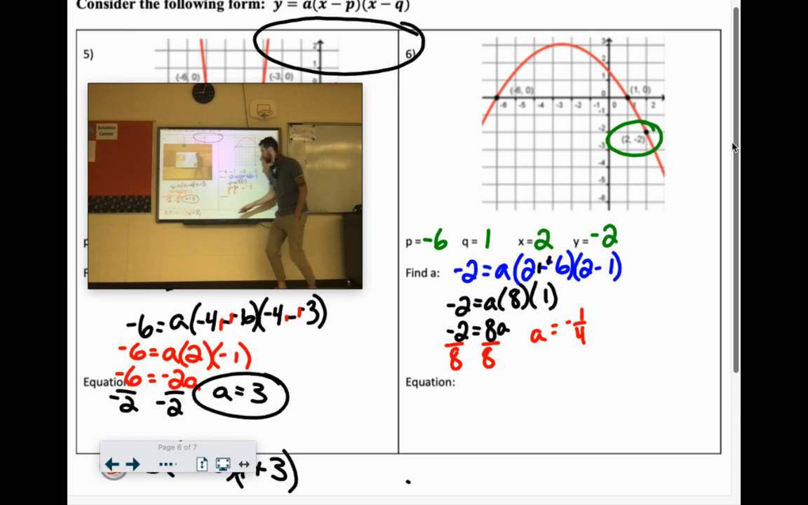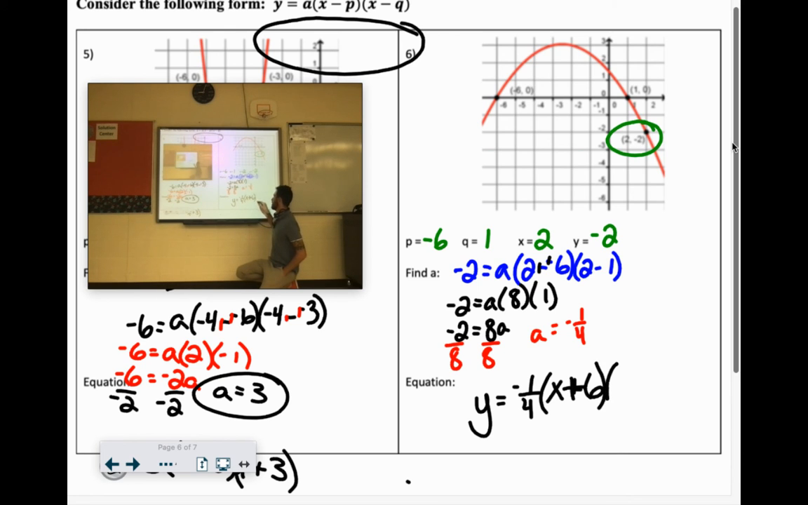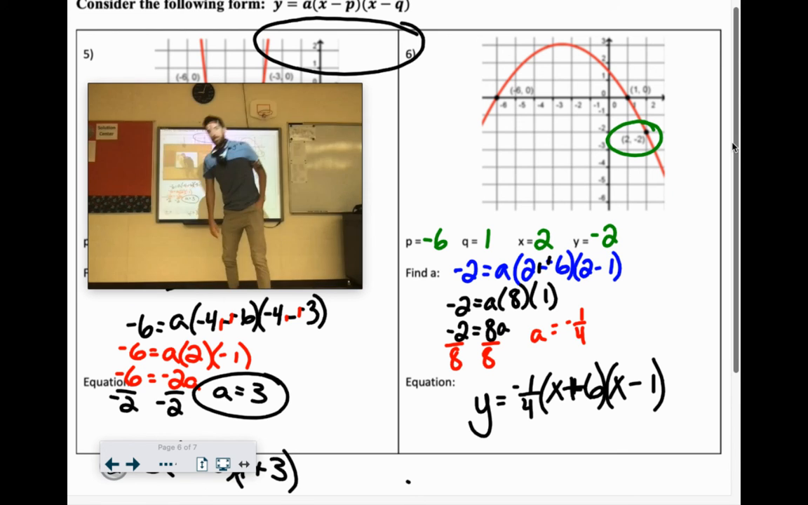Now we're ready for our equation. y equals A times (x minus the P) and (x minus Q). And P is negative 6, we'll say plus 6. And Q is 1. That's it. That was pretty tricky.